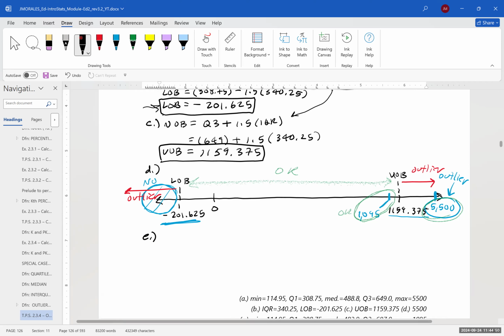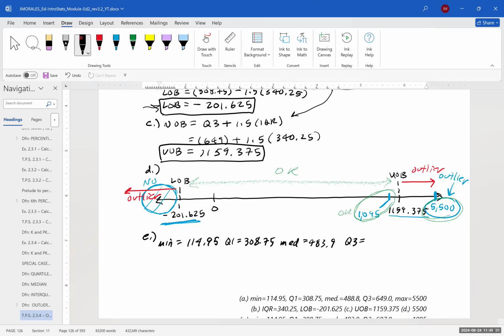So you can go into your calculator, remove 5,500, rerun the one variable stats, or just go over to the data tab and look at the 5-number summary. And you should get a minimum of 114.95 that is not changed, a first quartile of 308.75 that is not changed. The median has changed, that is 483.9. The third quartile has also changed, that is 607. And the maximum used to be 5,500, now the maximum is 1,095.